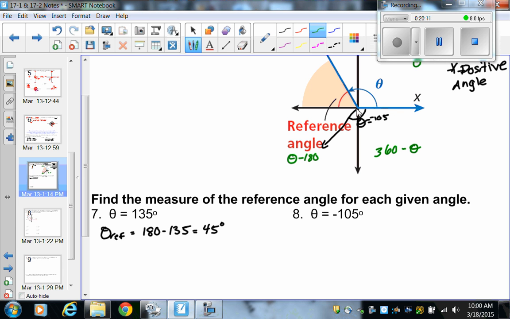So in reality, that angle is the same thing as 255 degrees as a positive angle, if I find the other coterminal angle. So it's in the third quadrant now, so I can say that my reference angle is just 255 minus 180, which leaves me with 75 degrees.